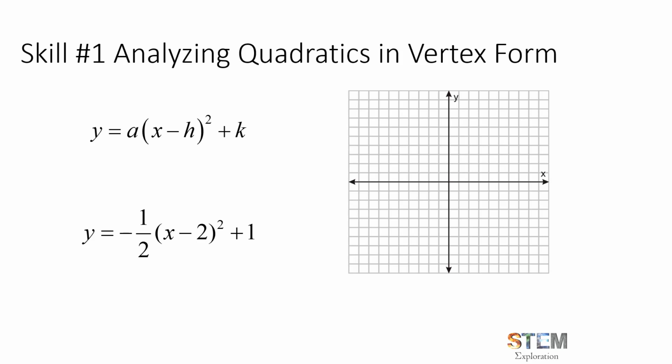With that, let's look at a second example. Now I have an a term that is equal to negative 1/2. Based on this, I understand that this is going to be a downward sloping parabola.